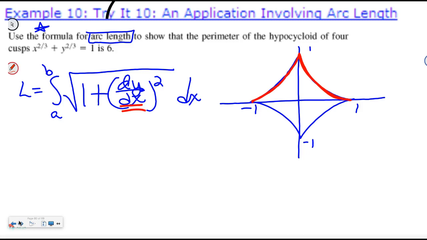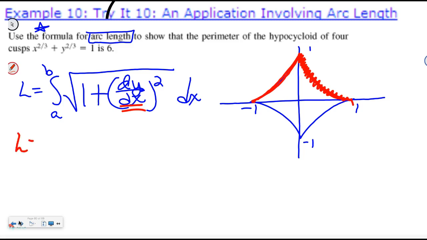Why not? The cusp, you can't hop it. So you're going to just outsmart the problem. Instead of going from -1 to 1 and doubling it, what am I going to do? 0 to 1 and multiply by 4. Exactly. So we're going to outsmart it a little bit.